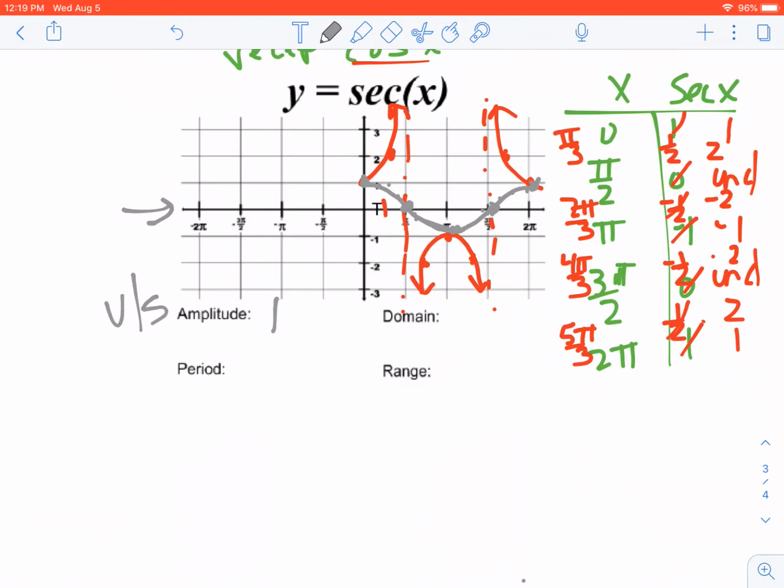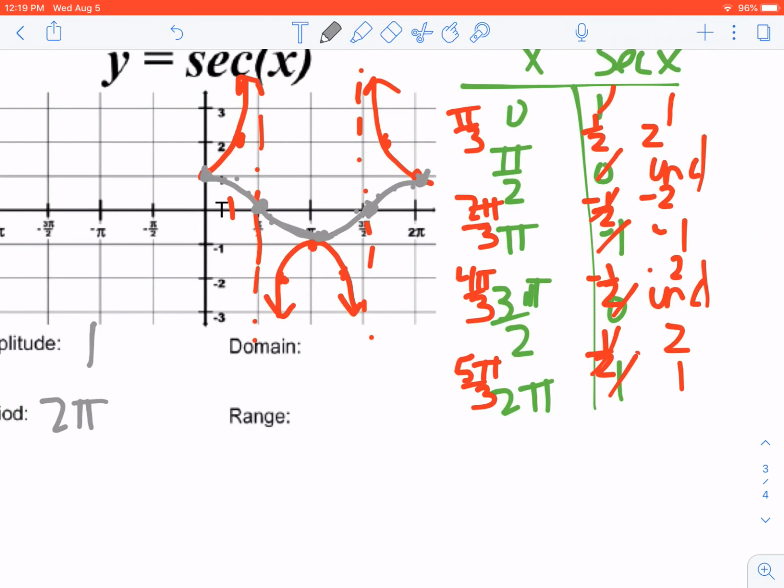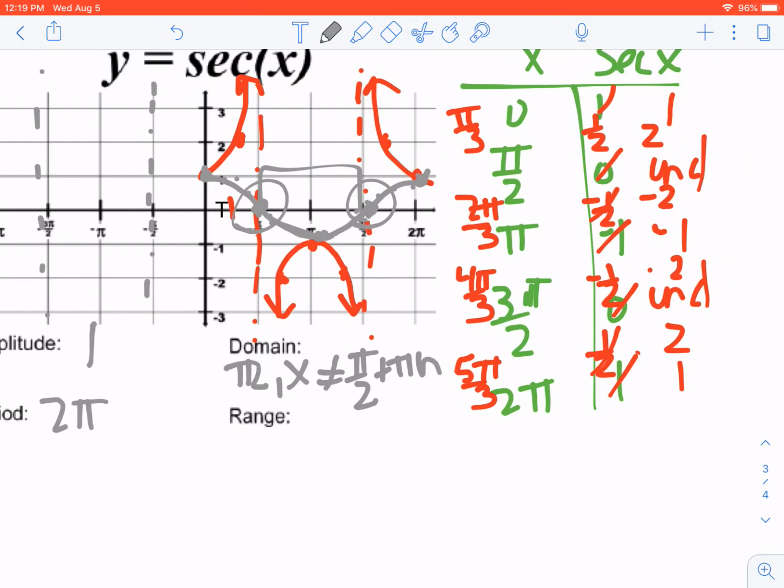It takes me 2 pi radians to get through one complete cycle of the secant curve. We do have domain and range restrictions. The domain is going to be all real numbers except x cannot be, again, at pi over 2, at 3 pi over 2. You'd have another one at negative pi over 2 and at negative 3 pi over 2. So I pick pi over 2. The distance between asymptotes is pi n, and n is an element of the integers.